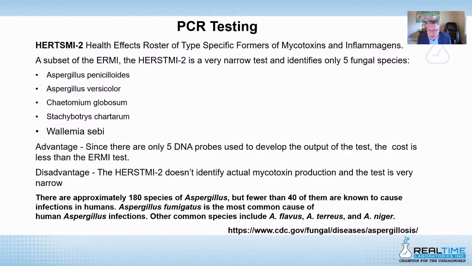And I thought this was interesting. This is something from the CDC you can take a look at. It says there's about 180 species of Aspergillus, and fewer than 40 of them are known to cause infections in humans. Aspergillus fumigatus is the most common cause of human Aspergillus infections. Others include flavus, terreus, and niger. But you'll notice this particular test doesn't test for any of those Aspergillus species.